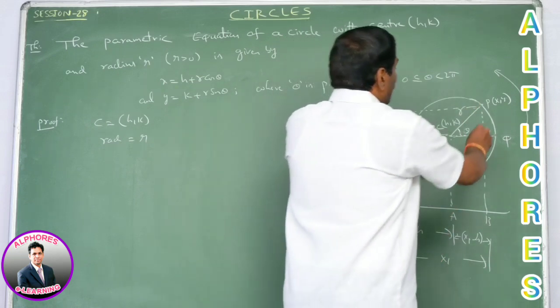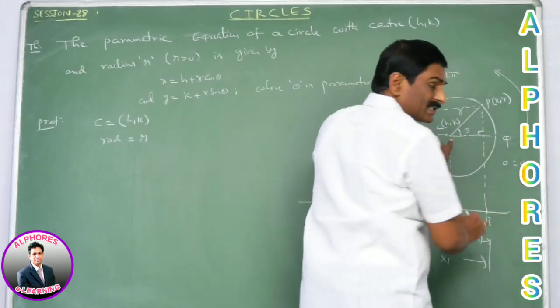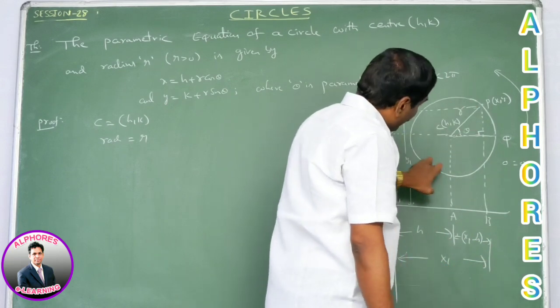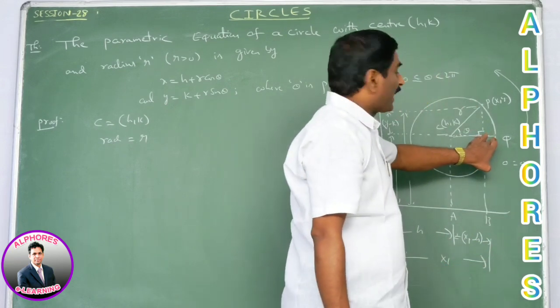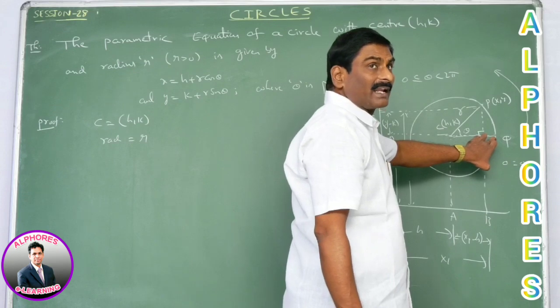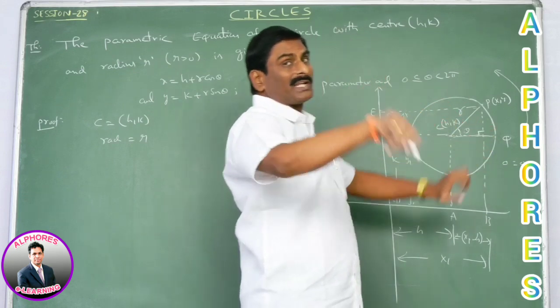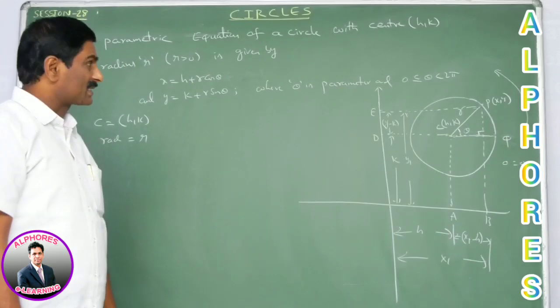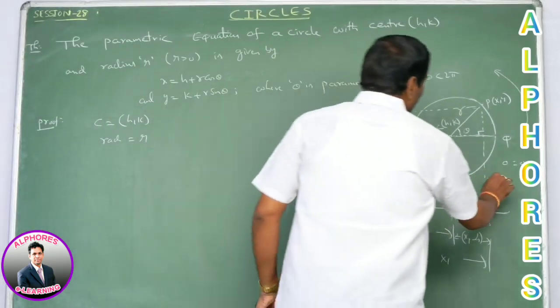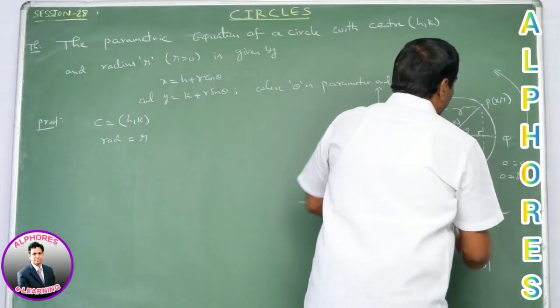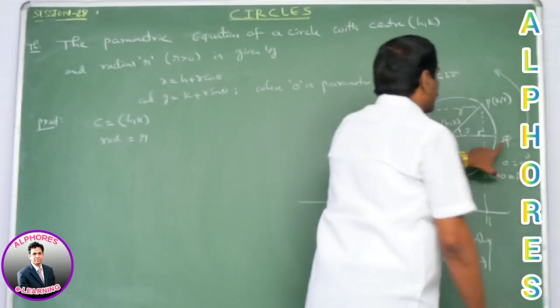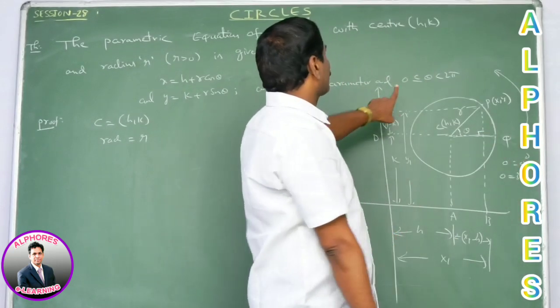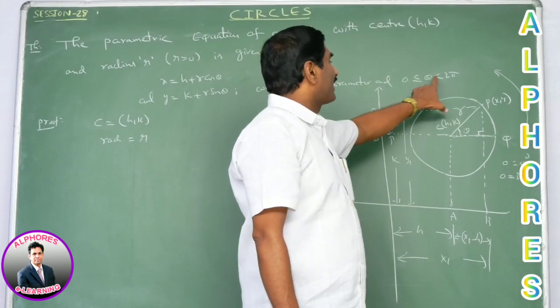Here, the range of theta: if P is equal to Q, theta is equal to 0 degrees. If it moves in such a way, after completion of one round, again it coincides with Q. That means the range of theta is up to 360 degrees. At both theta equal to 0 and 360 degrees, we get the same point. So the range of theta is 0 less than or equal to theta less than 360.